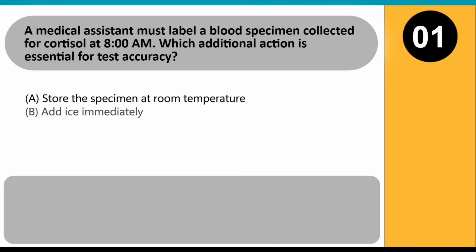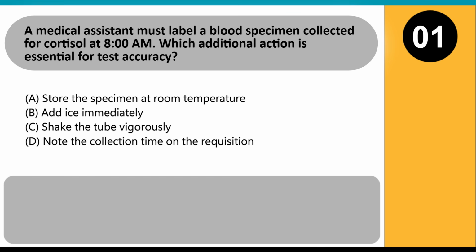A medical assistant must label a blood specimen collected for cortisol at 8 a.m. Which additional action is essential for test accuracy? A. Store the specimen at room temperature. B. Add ice immediately. C. Shake the tube vigorously. D. Note the collection time on the requisition.